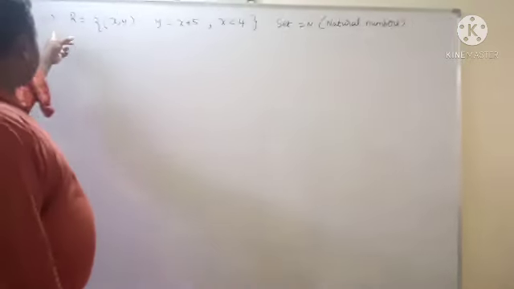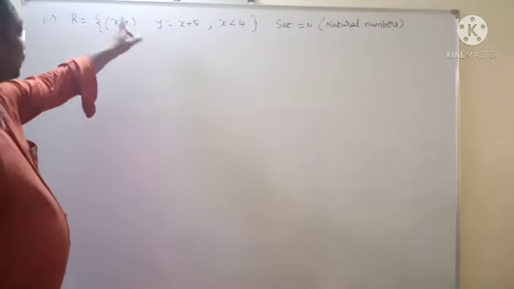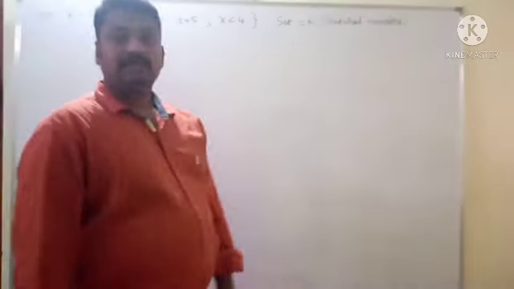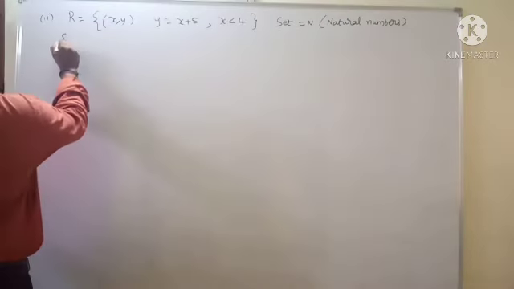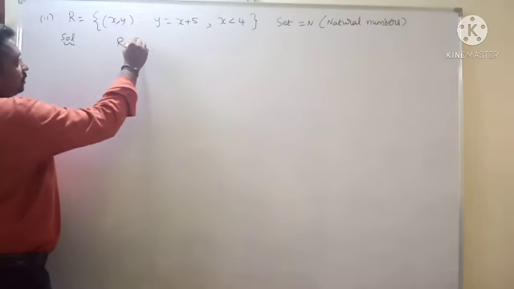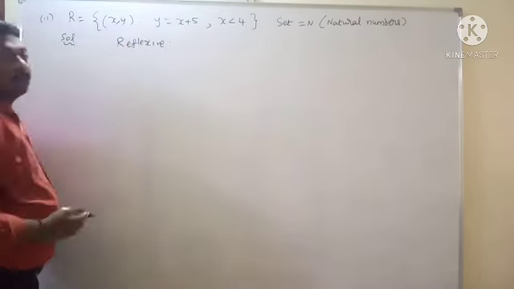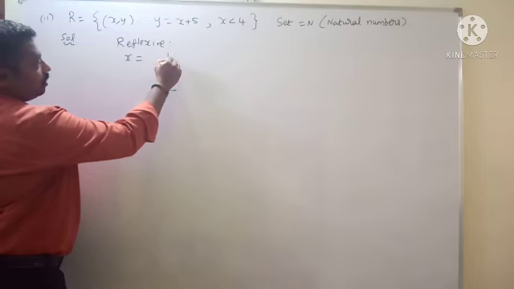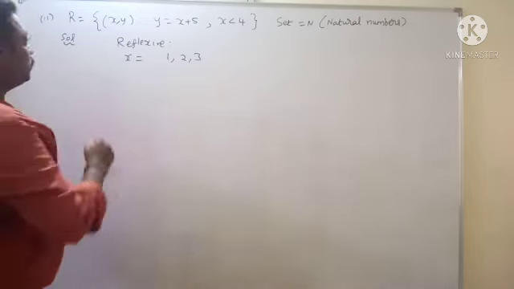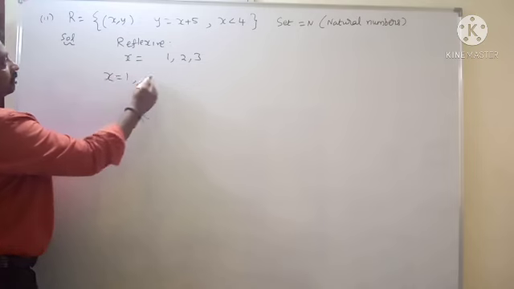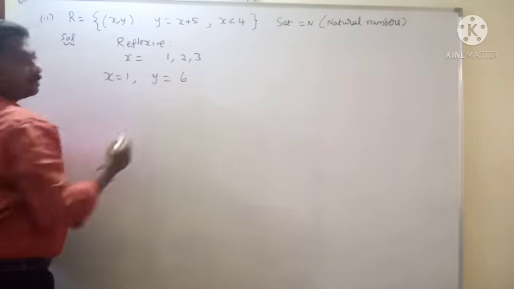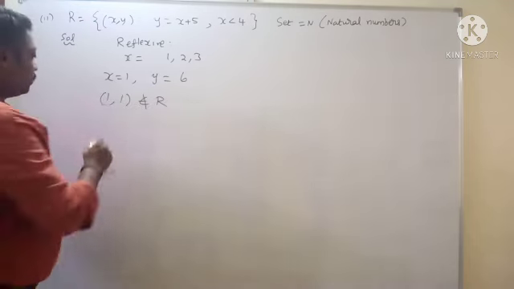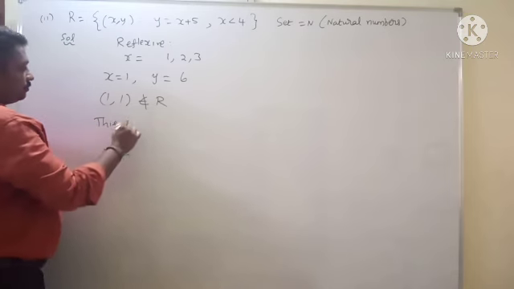Okay, so coming to the second problem, the relation is given as (x, y) such that y equals x plus 5, where x is less than 4 and the domain is natural numbers. First, let's check for reflexive. What are the possible values of x? x should be 1, 2, 3. For example, x equal to 1, y is equal to 1 plus 5, which is 6, right? So (1, 1) does not belong to R, therefore this is not reflexive.